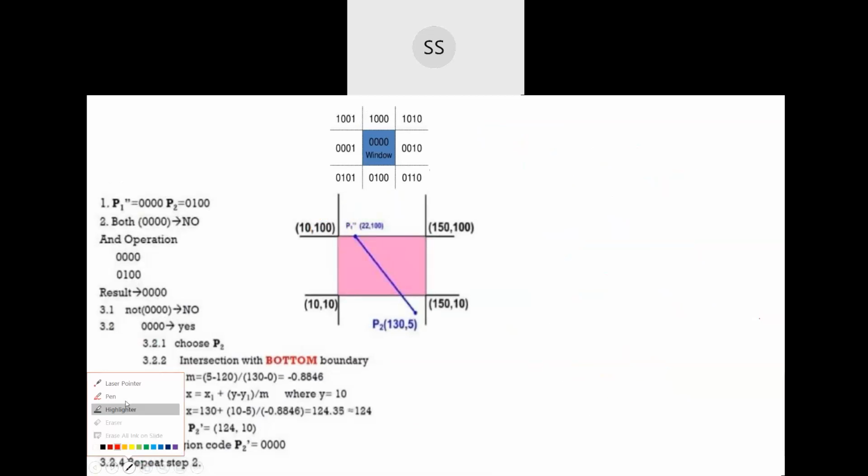If you can see here, I have got my P1 dash, I have got my P1 double dash, region code and there are LM zeros. In the P2 it was somewhere here. So the region code was 0100.